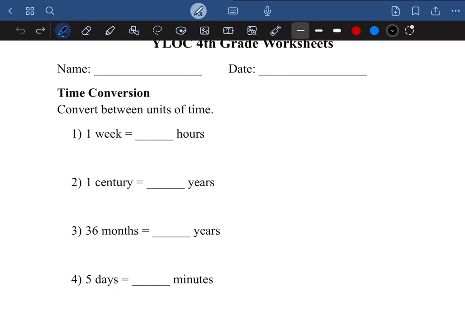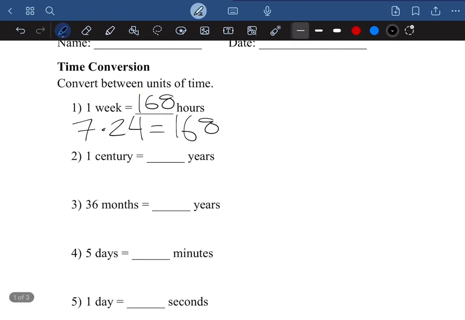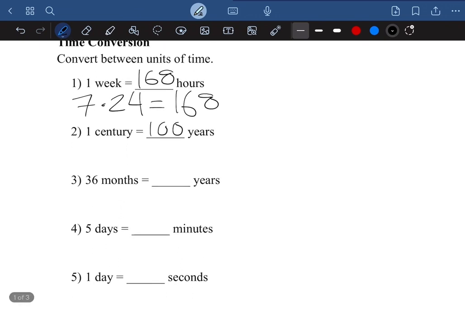So 1 week, we all know that 1 week has 7 days. So 7, and each day has 24 hours. So we multiply 7 by 24, which is 168 hours. So that's the answer for number 1. Number 2, 1 century has 100 years, so the answer is just 100 years.